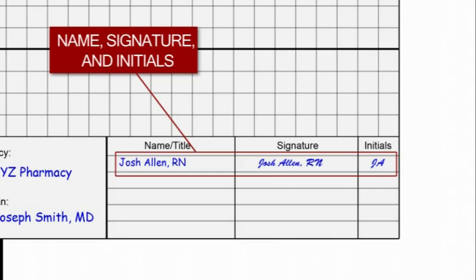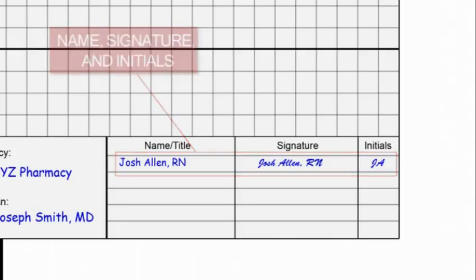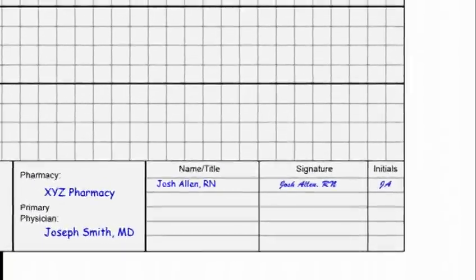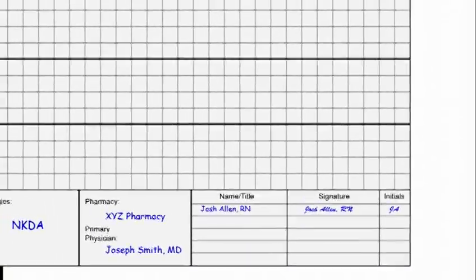This only has to be done once each month on the MAR, as it is a way to reference the initials that are placed on the MAR with each individual staff member. It is not necessary to sign your full name to the MAR every time you use it.